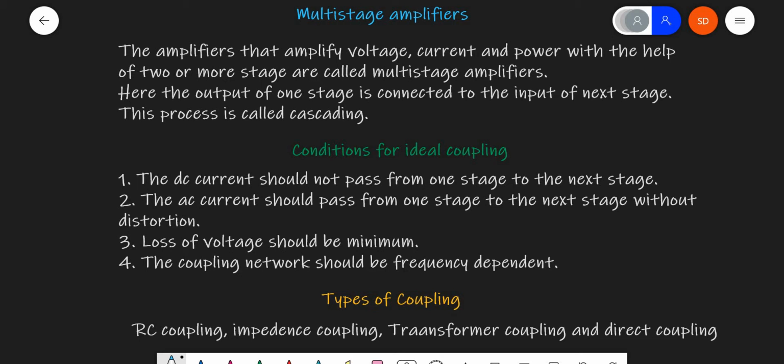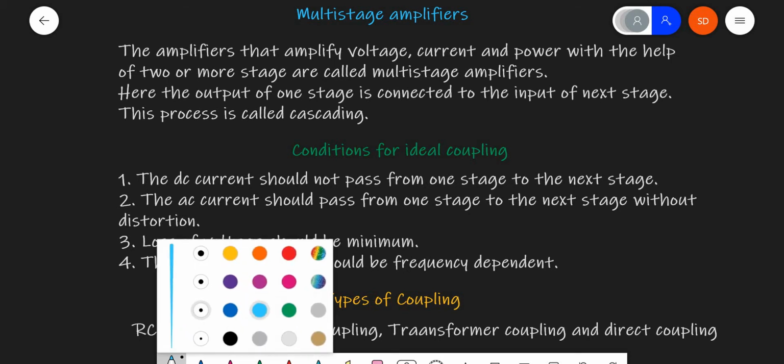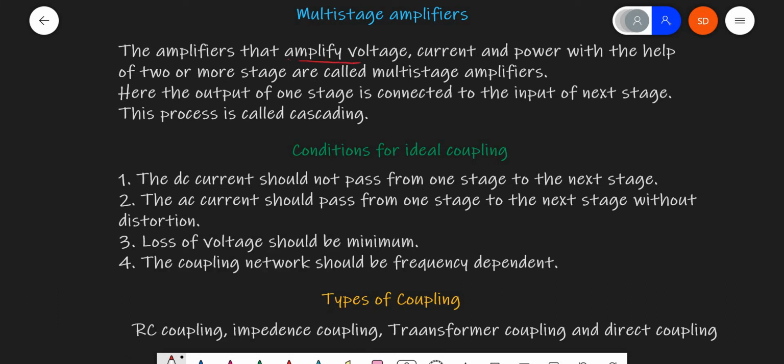Okay, so by definition, multi-stage amplifiers are the amplifiers that amplify voltage, current, and power with the help of two or more stages. Okay, two or more stages.